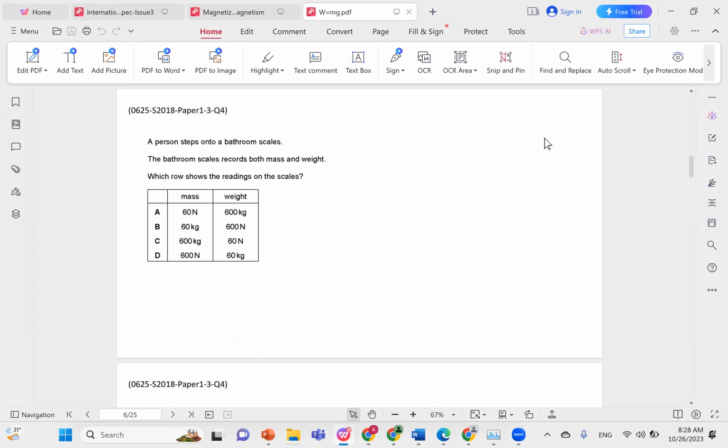A person steps onto bathroom scales. The bathroom scales record both mass and weight. Which row shows the readings on the scales? First of all, the mass has to be measured in kilograms. So this is automatically discarded, and this is automatically discarded as well. Now, we're between choices B and C. And we should know that the weight is 10 times the mass. So W equals mg, which is approximately equal to 10m. So the correct choice here would be choice B.